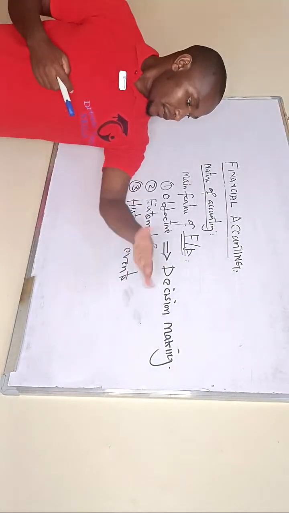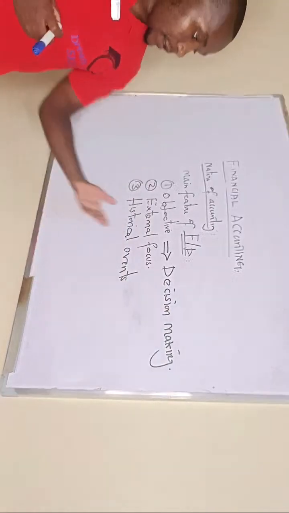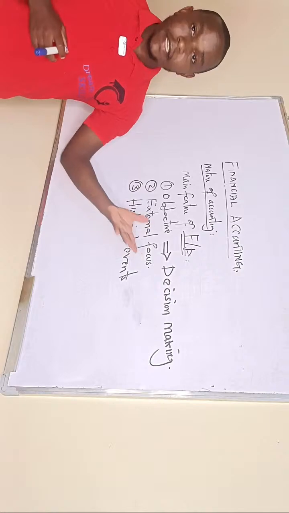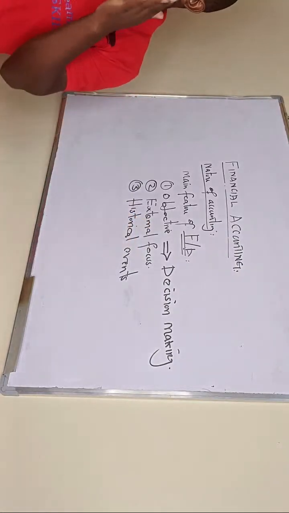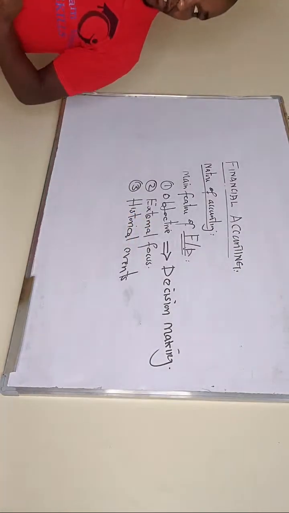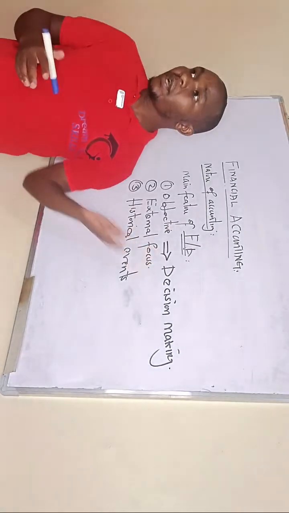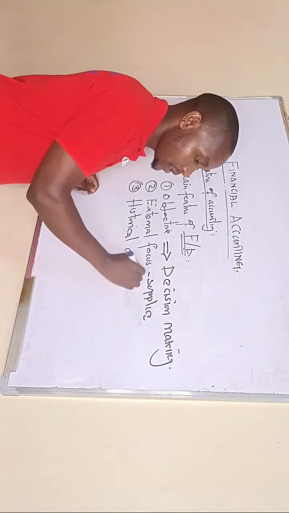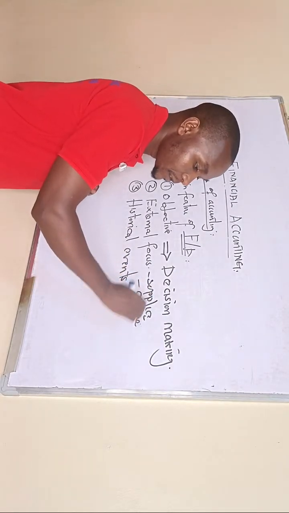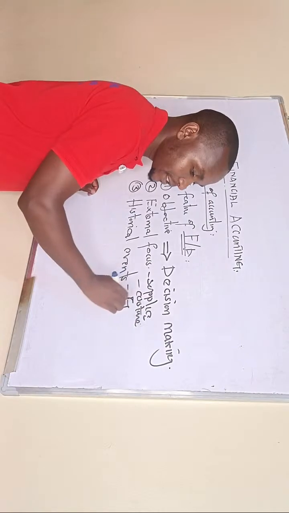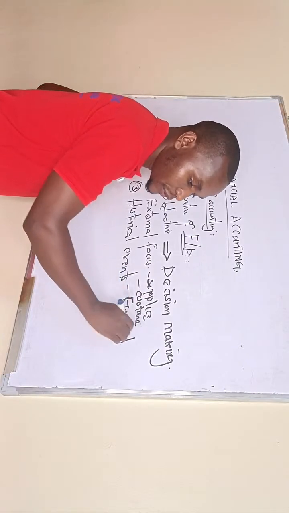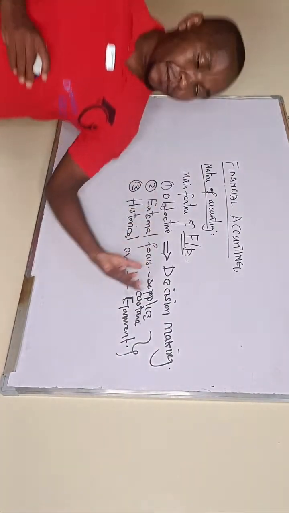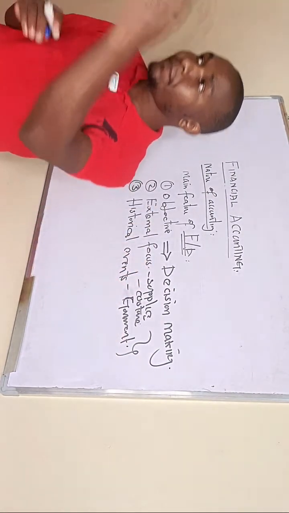So I was talking about decision making, and then when we talk of external focus, it is who needs these financials. The people who need these financials are what? Suppliers. We have customers. We also have the government, because they are interested to know whether we are making profit or loss, so that they can take their percentage.